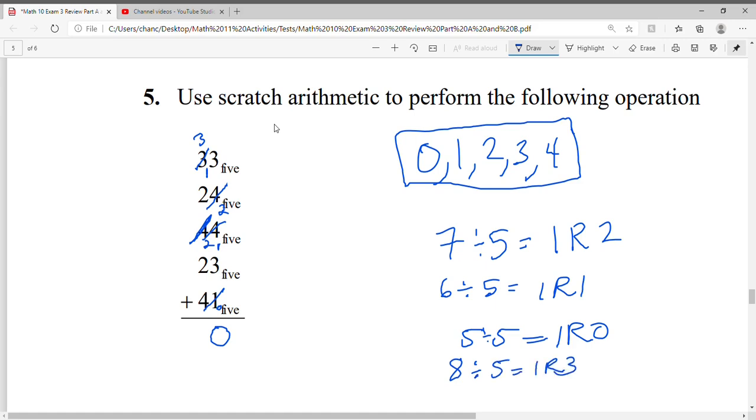8 divided by 5 is 1 remainder 3. So I know this is going to give me a remainder of 3. So we'll put a scratch. And then a 3. We'll bring that down. And let's see how many scratches we have. We have 1, 2, 3. So we'll carry 3 over. Our solution is 3, 3, 0, base 5.